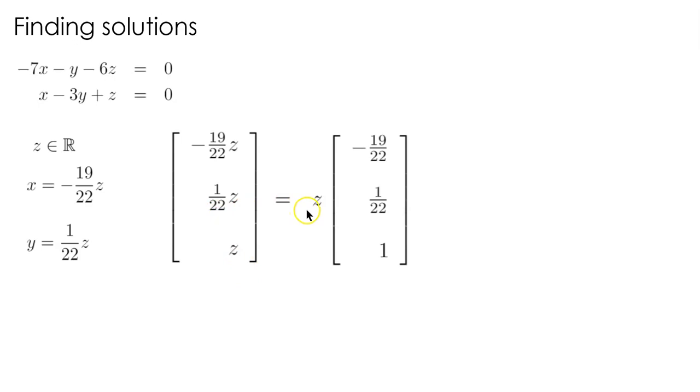And since z can be any real number, if I factor out 1/22 times z, that's still going to be anything. Anything times a number is still anything. I think of it as multiplying it through or pulling it out. Anyway, I'm just going to get rid of the 22. So I have to pull out a 22, which means that last one was multiplied by 22. So my solution is z being any real number times the vector negative 19, 1, and 22.